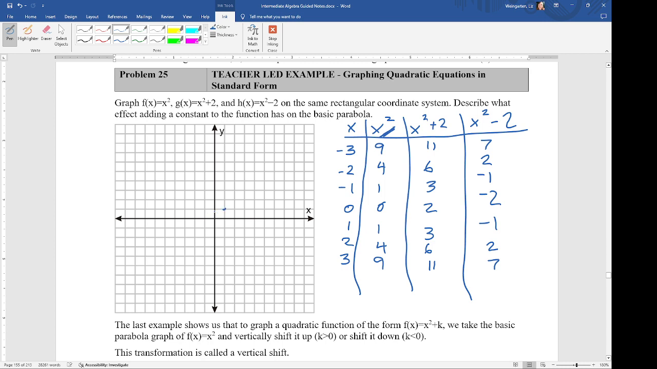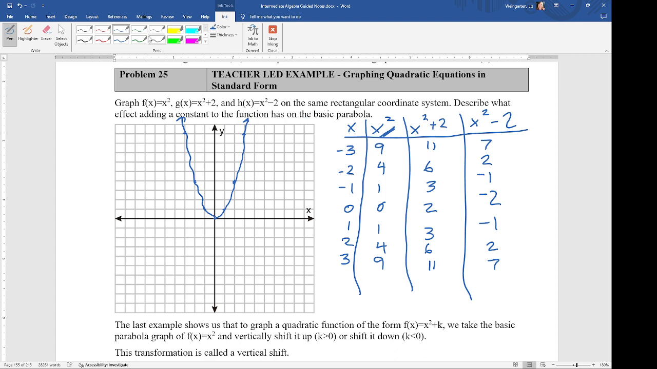I'm going to graph x squared using blue. So we have this point, this point, this point, this point, this point, and this point, and I will do my best to graph this. Not too bad. It's a little wiggly, but that's okay.